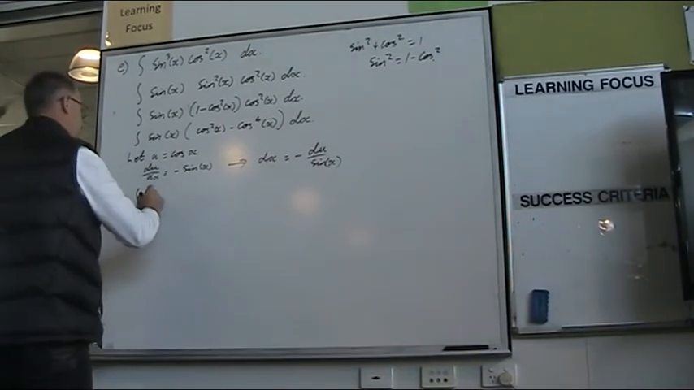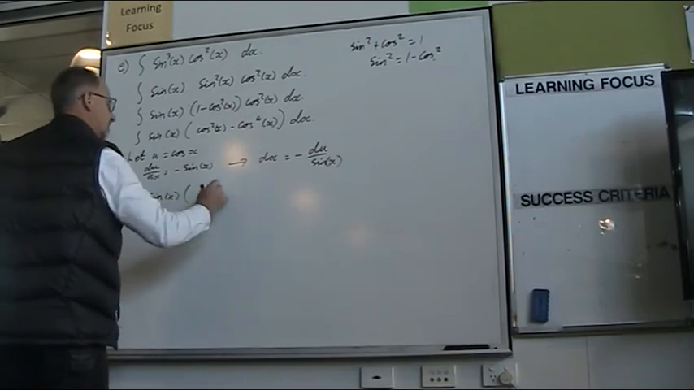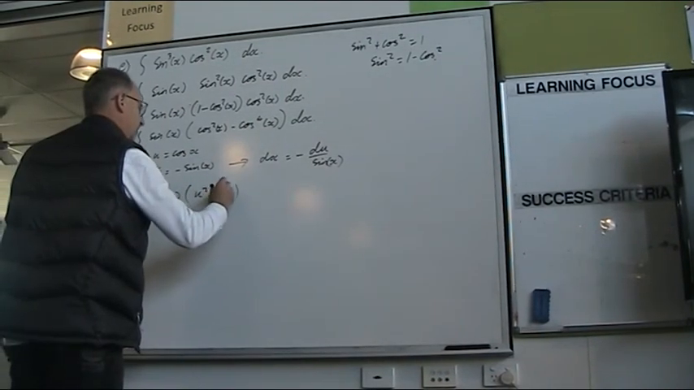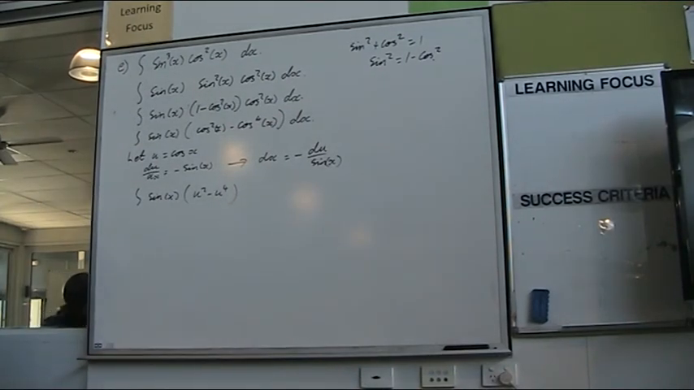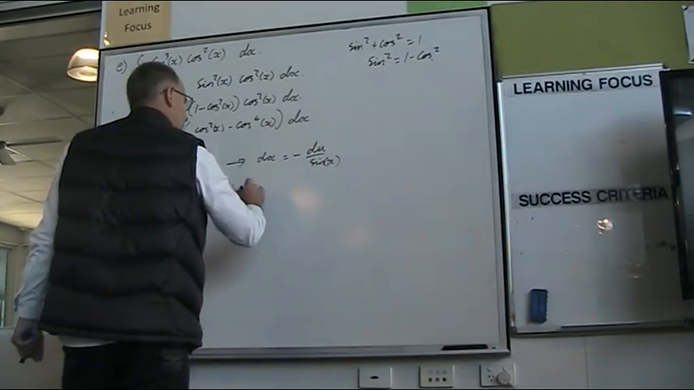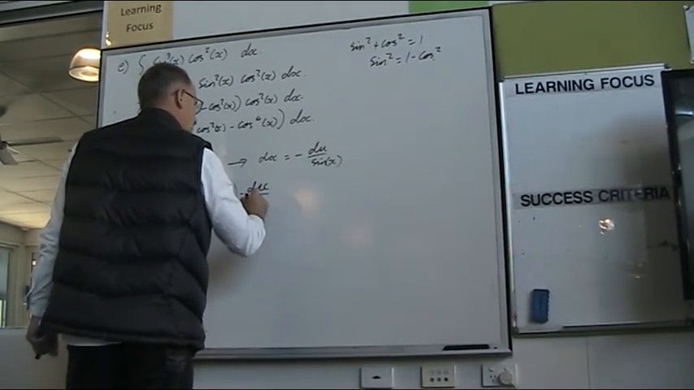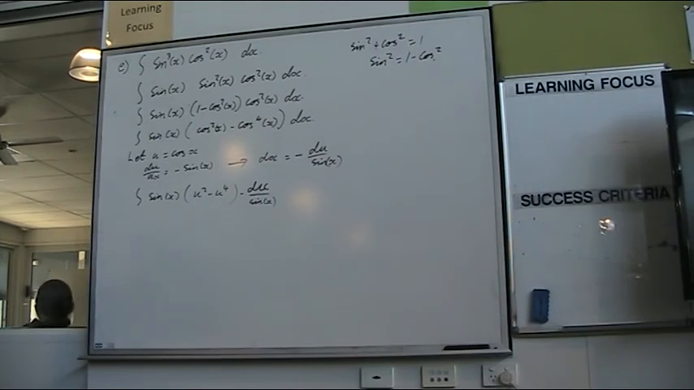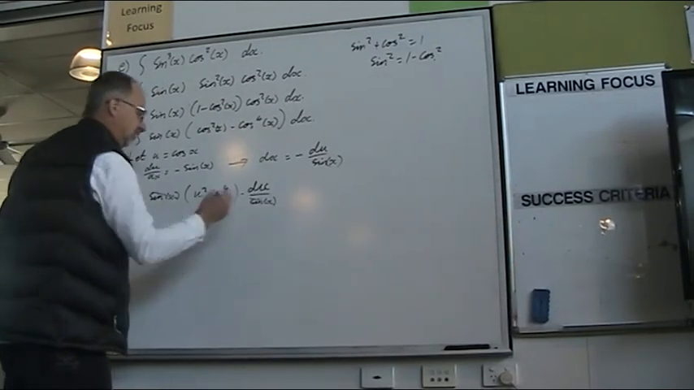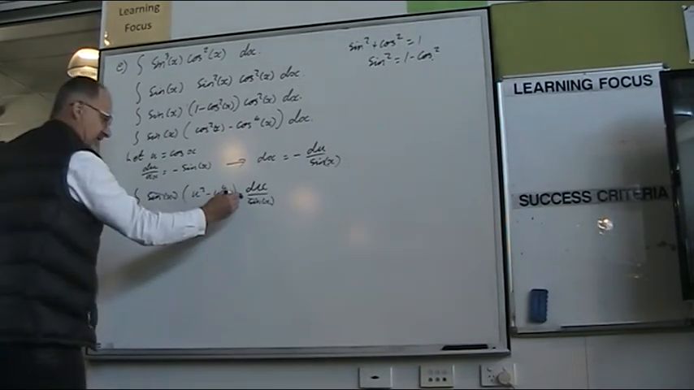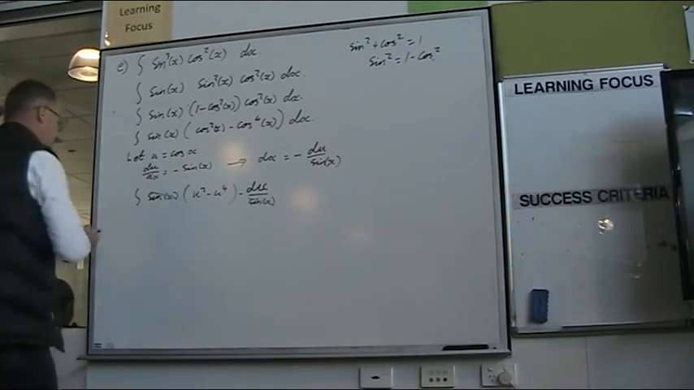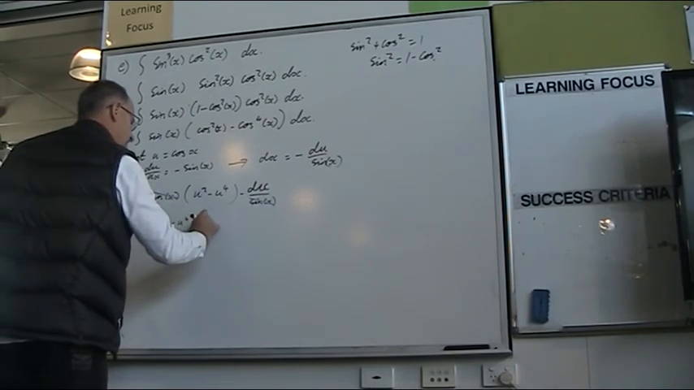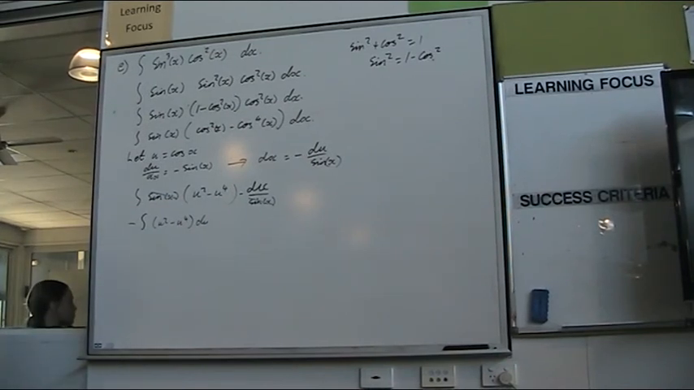So our integral then becomes sine x. Inside that bracket, we're going to have u squared minus u to the 4, which are polynomials, easy to deal with. Then instead of dx, we've got negative du on sine x. What do we notice there? Sines cancel. That's this negative. What can we do with that? Stick it out the front. Yep, that's negative 1, isn't it? U squared minus u to the 4 du. Polynomial. Yep.